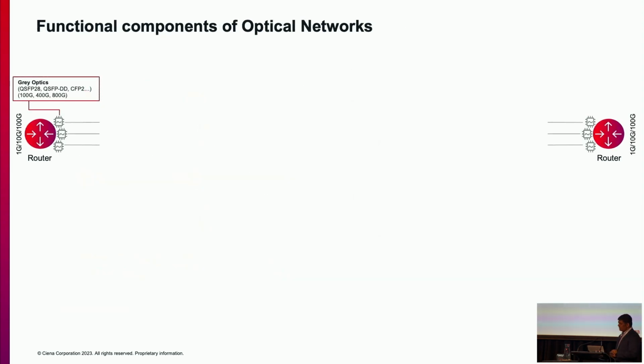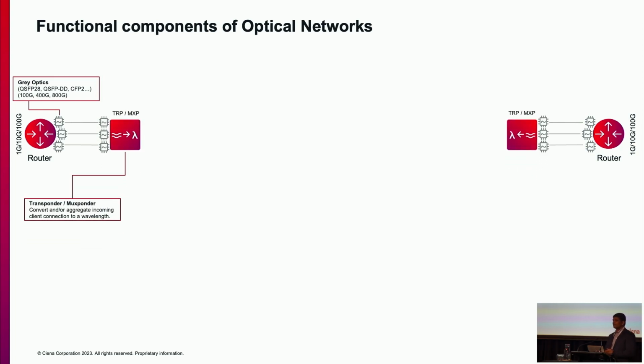Going back, looking at the functional components of the optical layer and their roles in the layer, let's see what's beneath that cloud. A router with a gray interface connects to an expounder in the optical line system. The main role of this expounder is to aggregate the incoming data signal onto an OTN frame and send it across to the optical line system. The expounder comes in two variants, a transponder and a muxponder.